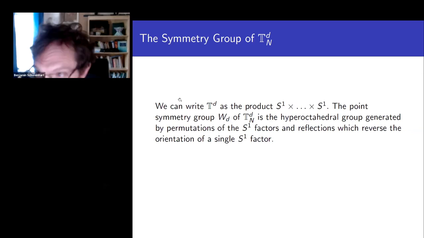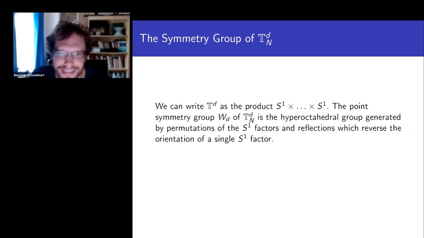So what is the symmetry group of this flat torus? We can write this torus as the product S^1 times S^1 times ... times S^1, the product of d copies of the circle. Then the point symmetry group, the symmetries that fix a point, (we also have translations, which I'll mention later, but here we're looking at ones that fix the point) is the hyperoctahedral group, which is also the symmetry group of the d-cube.